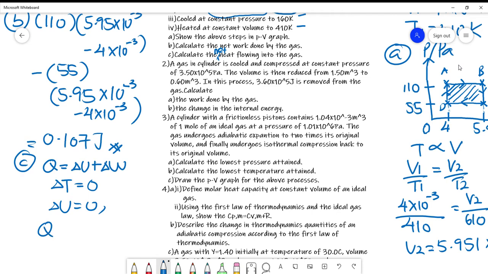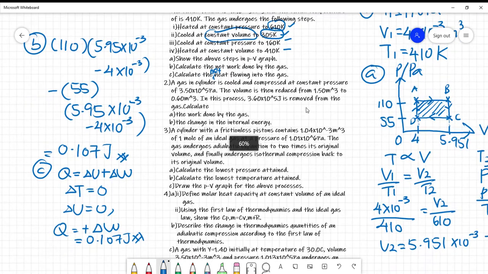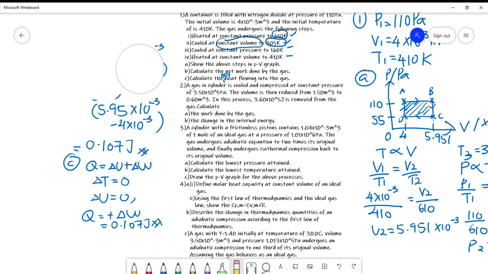So my Q is equal to my total net work done. My net heat flow is equal to my net work done, which is 0.107 joule. So this will be our net heat flow of the gas after undergoing the four processes. Okay, so we have done question 1. Let's go through question 2.